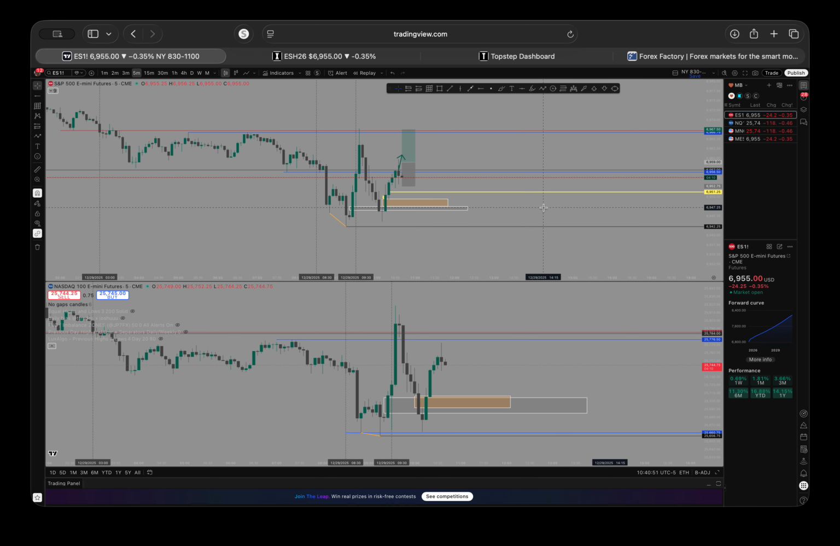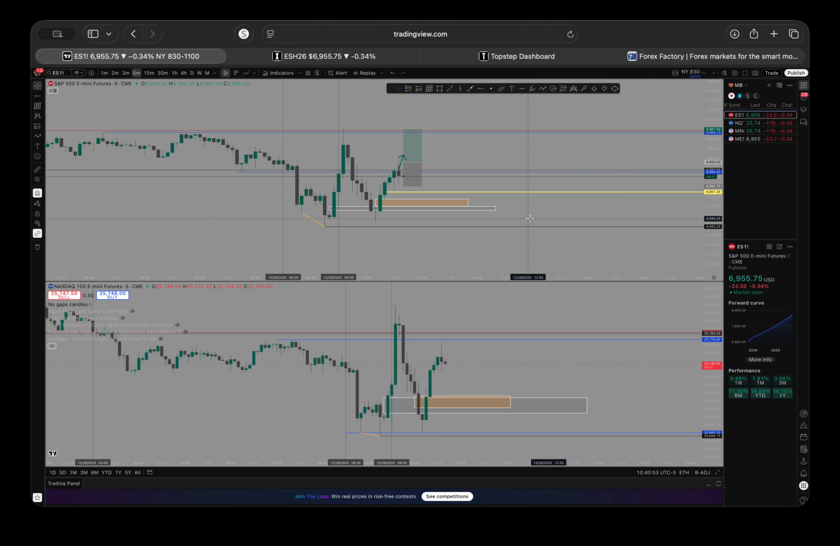Let me see what I'm seeing. Yeah, 5 minute gap. Let's see. I mean, realistically, on the 5 minute, I don't want my price to go beneath this line here.